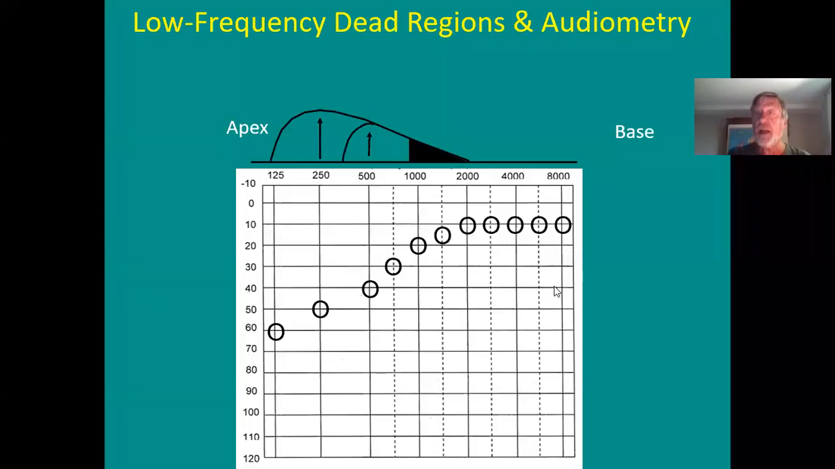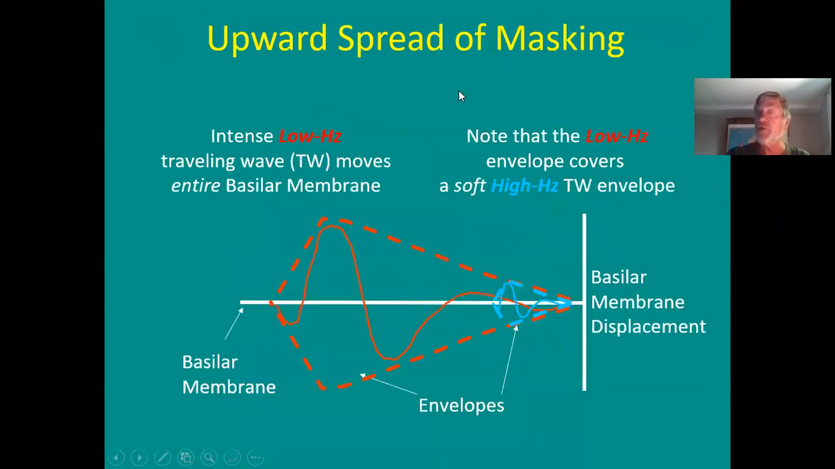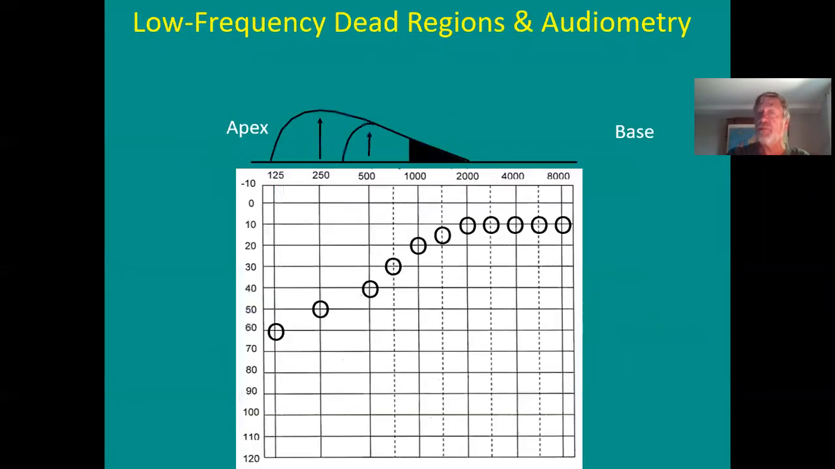You would think that the person's thresholds would be at the bottom. You would think that the thresholds here would be down at the bottom, and 500 hertz would be at the bottom, and 250 would be at the bottom, and 125 would be at the bottom. Like all the O's would be at the bottom, and then suddenly normal. But that wouldn't be the case, and you know why? Because of the shape of the traveling waves.